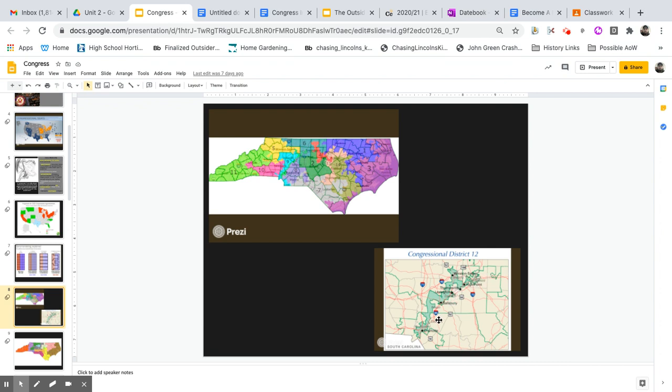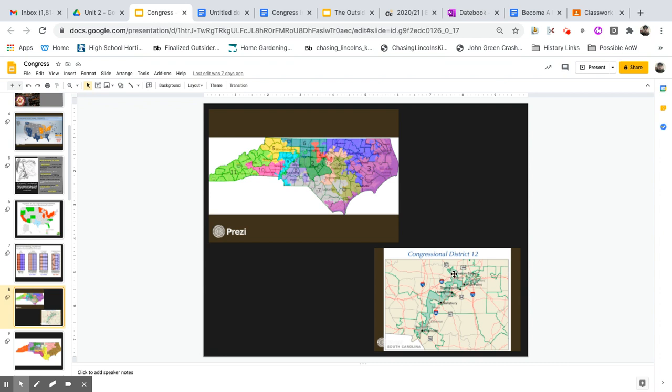Winston-Salem, Charlotte, and on a smaller scale, Thomasville, Lexington, Salisbury. But the point is, major cities were all put into this district. Charlotte, the biggest city in our state. Greensboro, I think the third biggest city in our state. Winston-Salem, the fourth biggest city in our state.